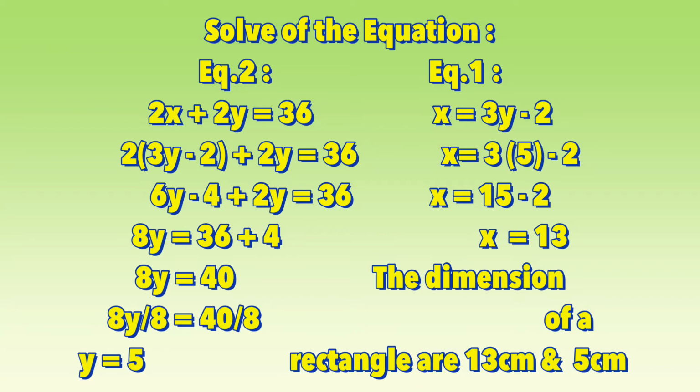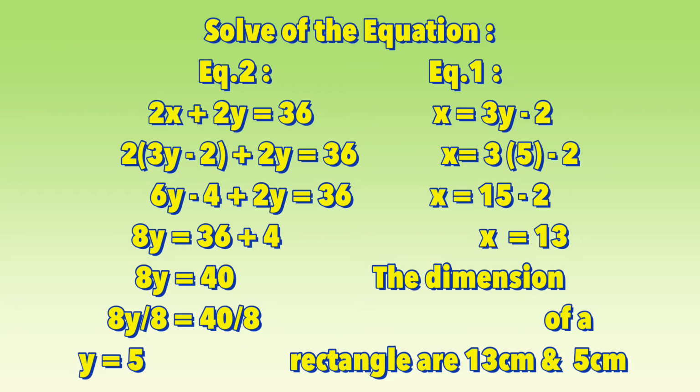Then simplify again, 8y equals 36 plus 4 equals 40. So 8y equals 40 is our new equation. Then to solve for y, we have to divide both sides of the equation by 8. 8y divided by 8 is y, and 40 divided by 8 equals 5. So therefore, the value of y equals 5.